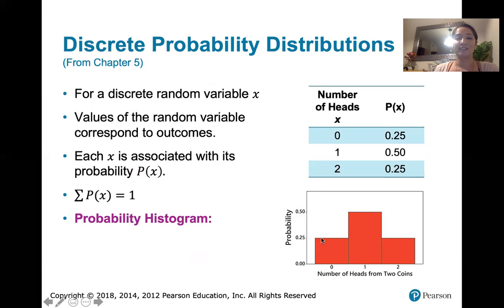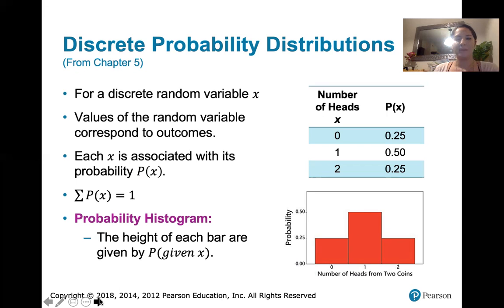Now, if we want to visualize this, we visualize it with a probability histogram. Now here, the height of each bar is given by the probability of the given X. So the probability of getting 0 heads is 0.25. The probability of getting 1 head is 0.5. The probability of getting 2 heads when you flip that coin twice is 0.25.